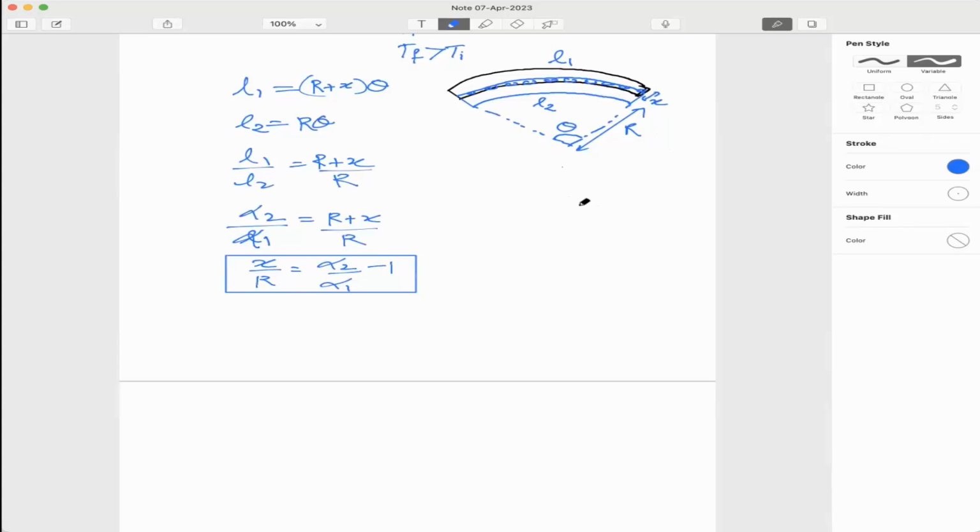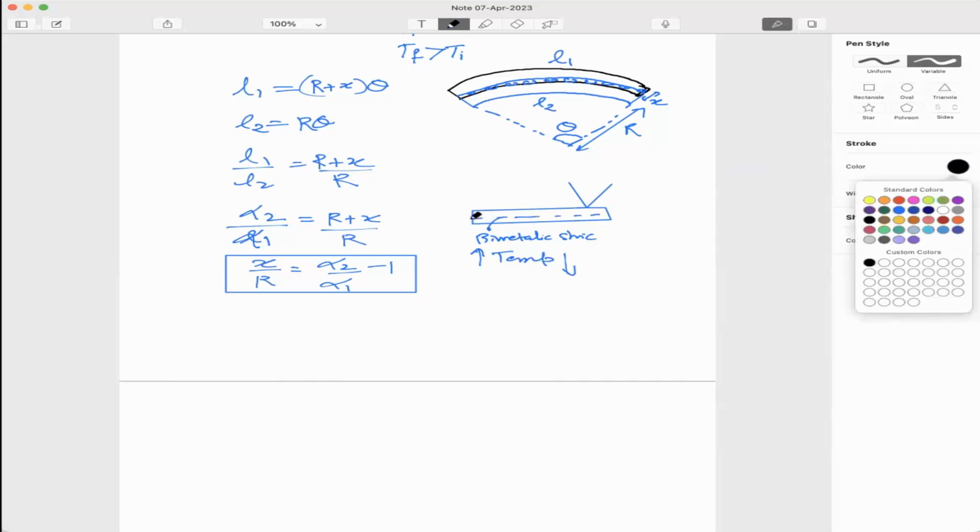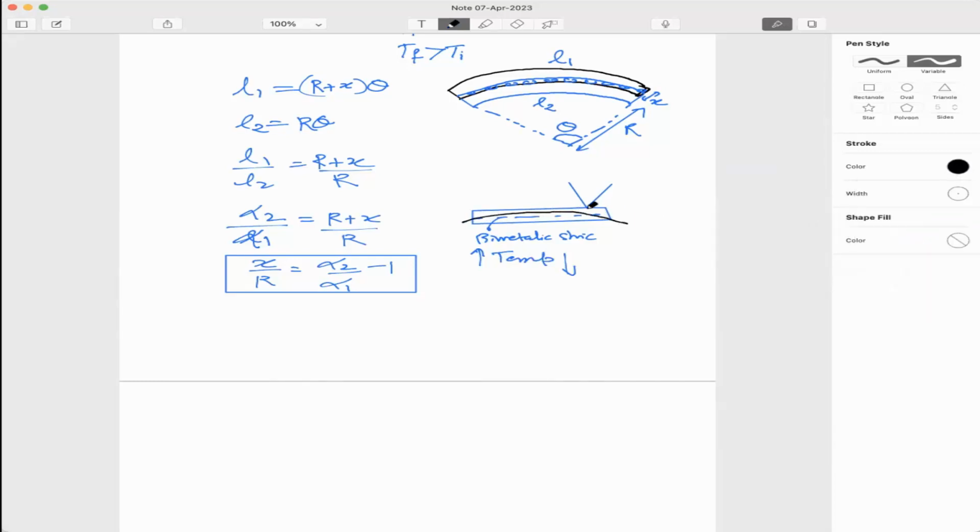The bimetallic strip is generally used in the application of fire alarms. Let's say this is the alarm and we have attached this bimetallic strip here. As the temperature rises, the bimetallic strip will bend like this and get detached from this, and as soon as it detaches, it will give an alarm. That's the useful application of the bimetallic strip.